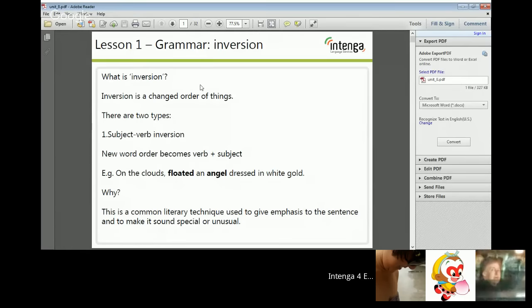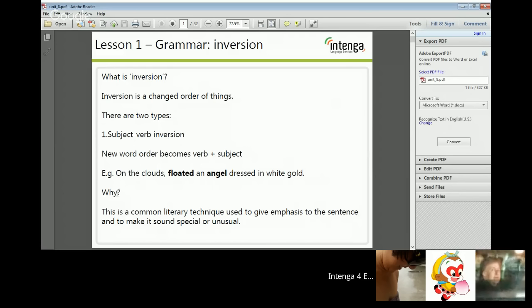It says, what is inversion? Okay, so this is from the Intengo website. So it's perfect for today then. It says it's a changed order of things. So there's two types. And so what we can do is a subject-verb inversion. So for example, new word order becomes verb plus subject. All right, so here we go. The example is, on the clouds floated an angel dressed in white gold.